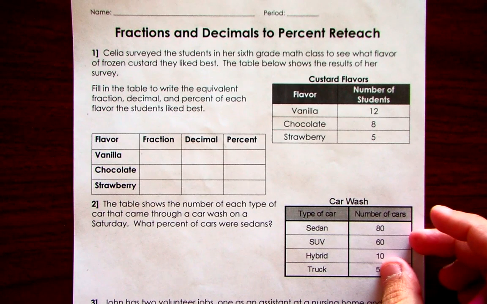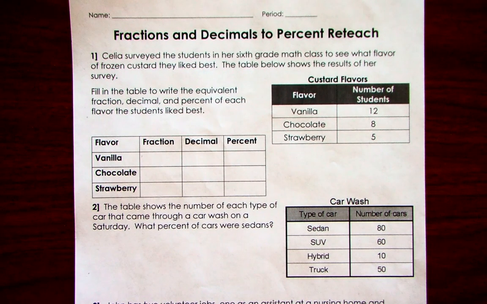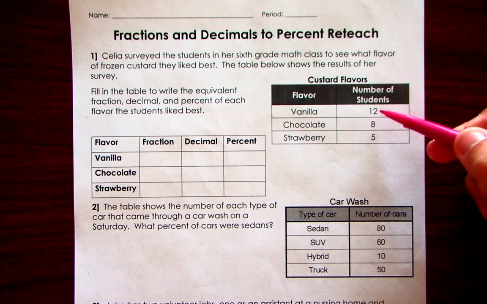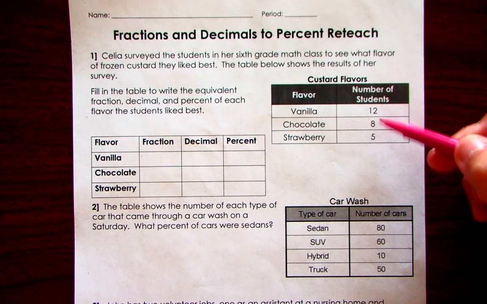If we look at number 1, it says Celia surveyed the students in her 6th grade math class to see what flavor of frozen custard they like best. The table shows the results of their survey. Fill in the table to write the equivalent fraction, decimal, and percent of each flavor that the students liked best. So first of all, I need to know how many total students were surveyed.